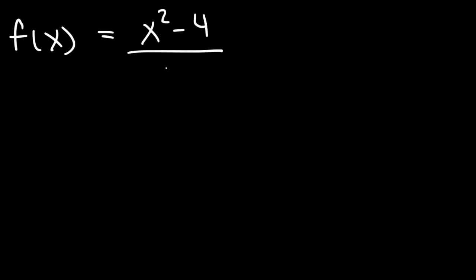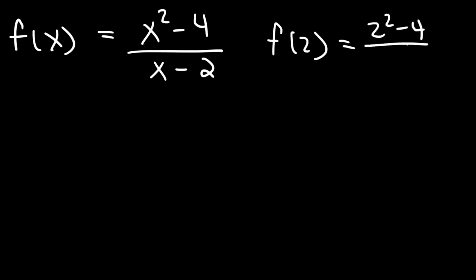Now let's begin our discussion with limits. So let's say that f of x is x squared minus 4 over x minus 2. What is f of 2? Can we evaluate the function at x equals 2? Well, let's find out. So if we plug in 2 squared is 4, 4 minus 4 is 0, and 0 over 0, what is that? Well, we can't figure this thing out, so that's indeterminate. Therefore, we can't evaluate the function at x equals 2.